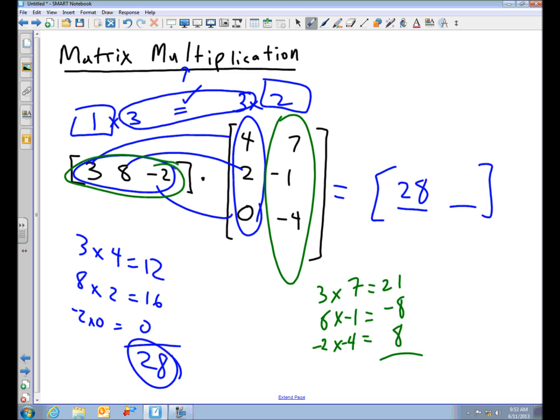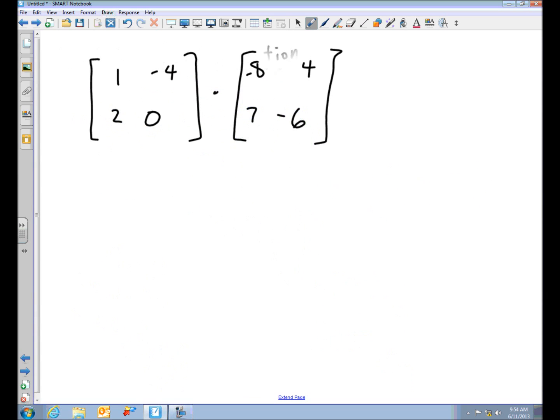And again, we add them all together. So take a second, think about it. Final answer is 21. So the first row and the second column entry in our matrix is going to be 21.